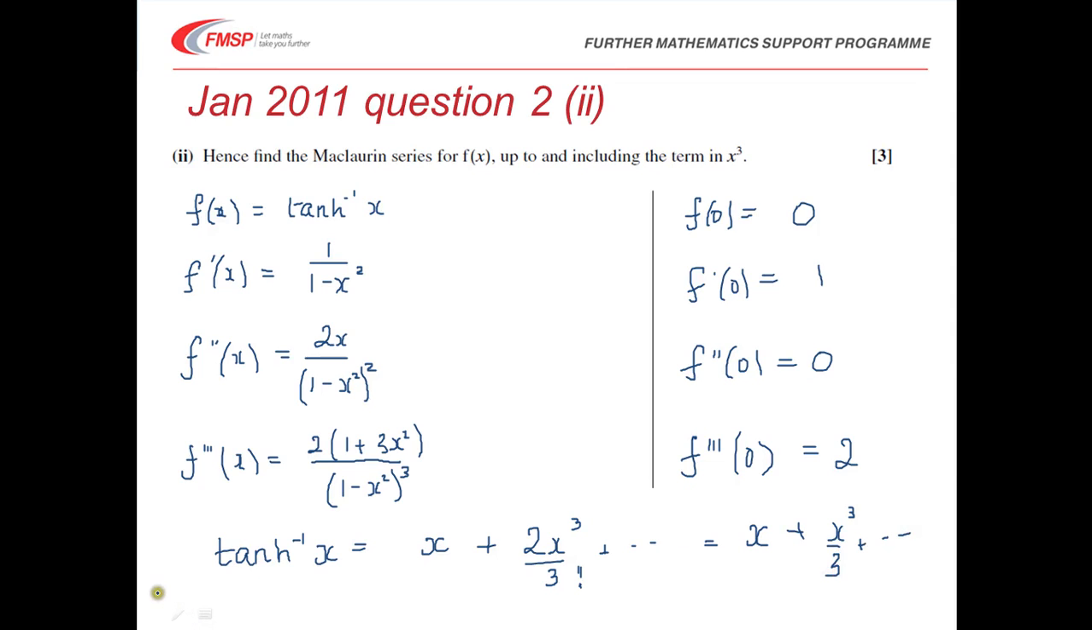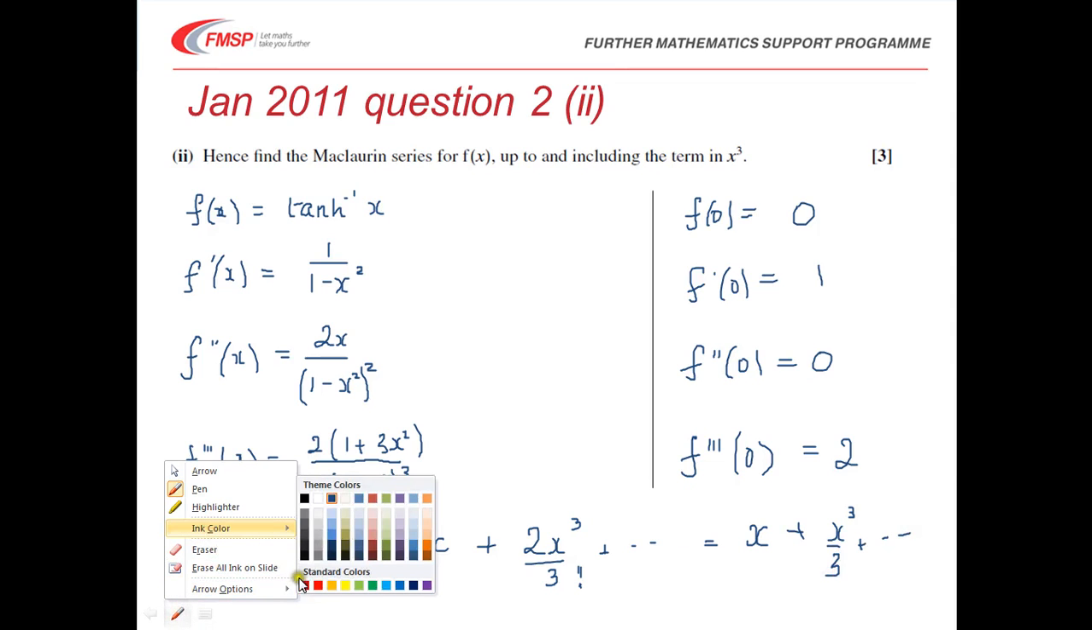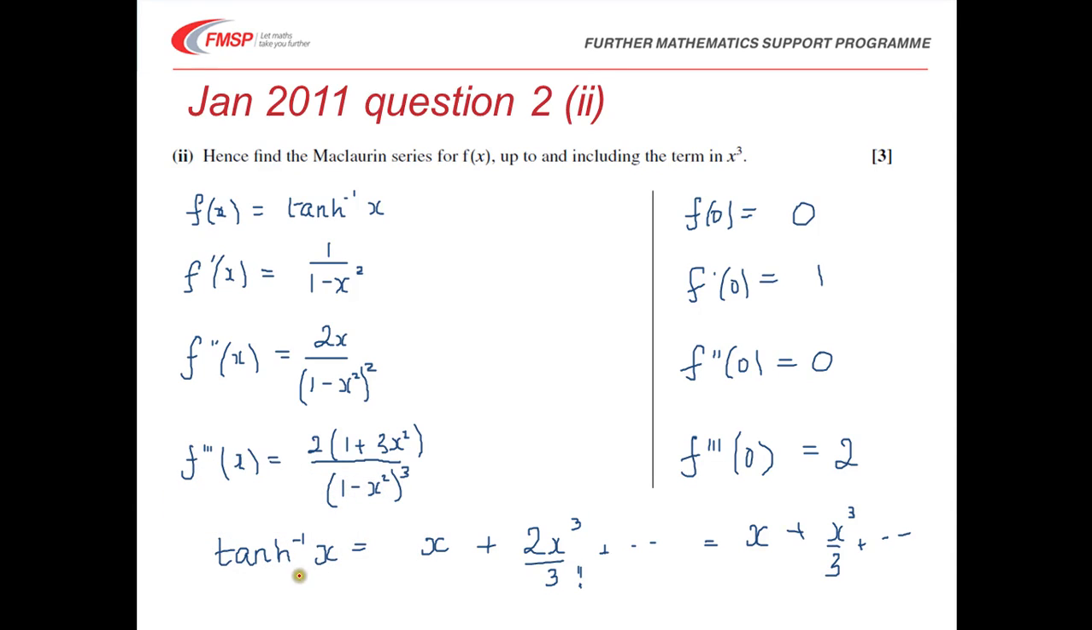So there were 3 marks for that question. And again, if we have a quick look at how those marks were awarded, you got a B mark, statement mark, for just getting these first 3 correct, and then you got a method mark and an accuracy mark for finding the value of the third derivative when x equals 0 to be 2 and substituting it in carefully into Maclaurin's theorem. So 8 marks in total for the question.